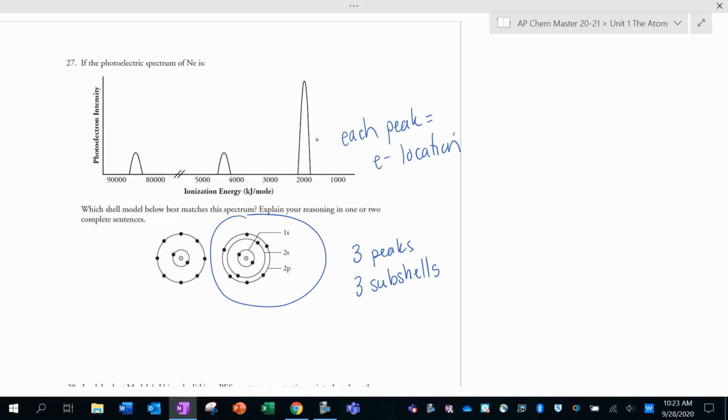In this example, we got some electrons over here in the 1s, some in the 2s, and then some over here in the 2p. The ones in the 1s are hardest to remove because they're closest to the nucleus. 2p are easiest to remove because they're furthest away from the nucleus.